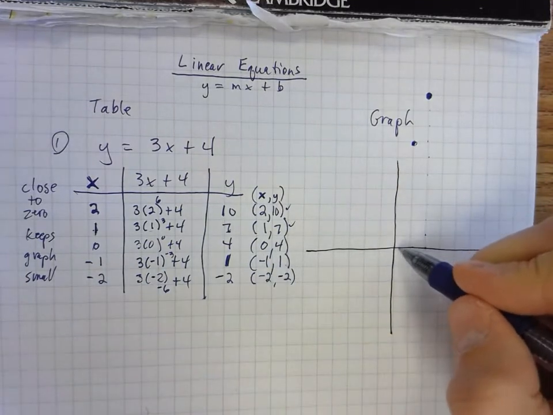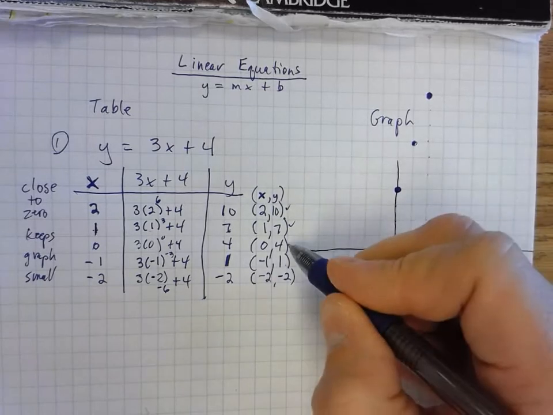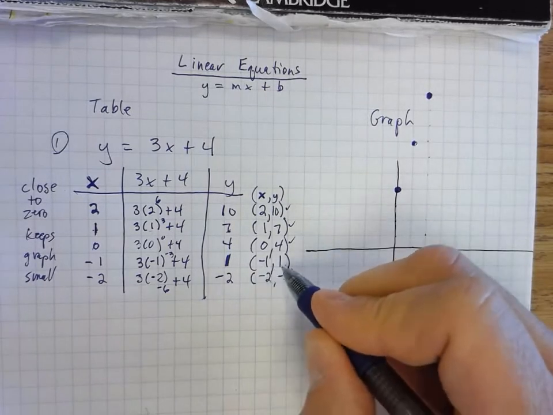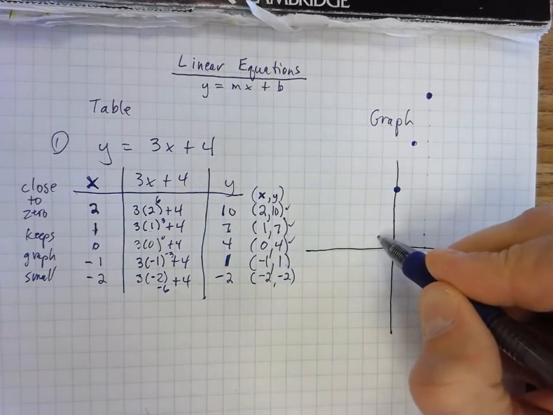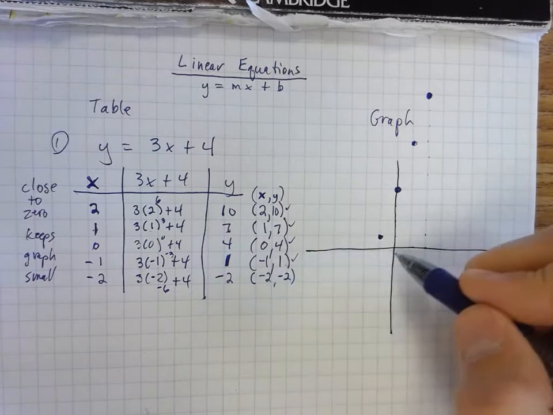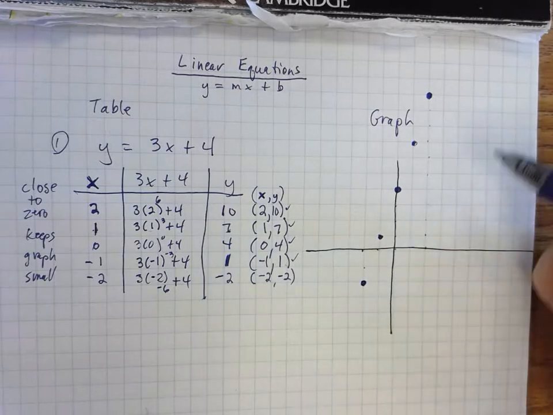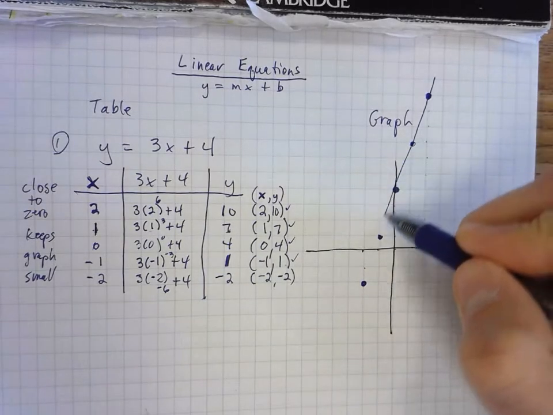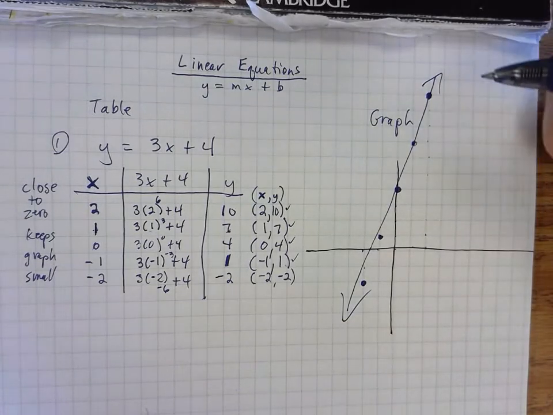So 0 means you don't go any way on the x. You just go up 1, 2, 3, 4. Got that one. Next one's negative 1, 1. So you go negative 1 on the x, and you go up 1 on the y. And then the last one we are doing is negative 2, negative 2. So you go left 2, down 2. Hook all those together. If I had my ruler out, it'd be easier, but you can see it looks like that.